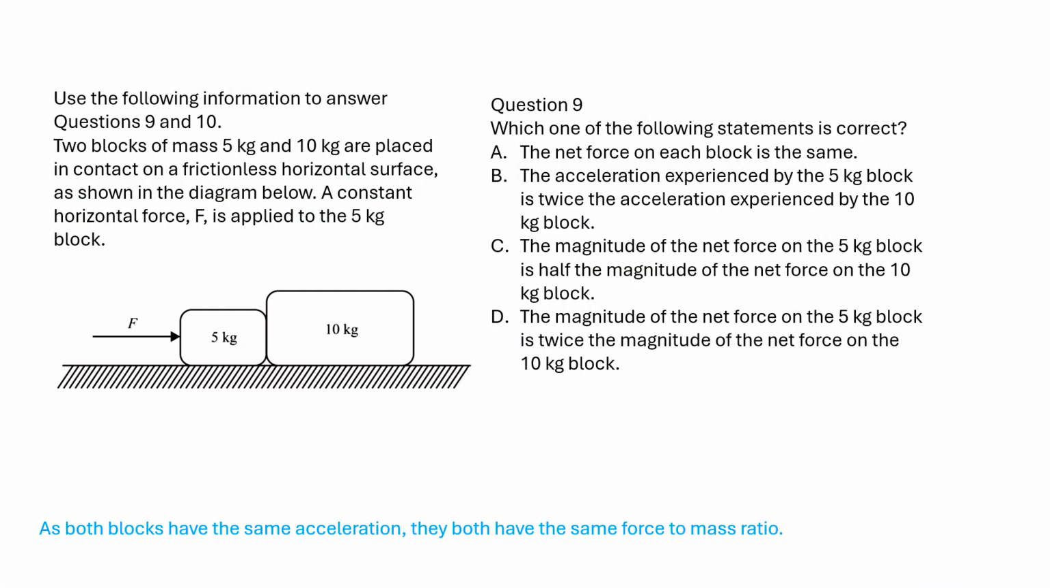Both blocks move together, so they have the same acceleration. Furthermore, the 5 kg block has half the mass of the 10 kg block. Thus, the magnitude of the net force on the 5 kg block is half the magnitude of the net force on the 10 kg block. However, the forces that both blocks push each other with are action-reaction forces. This pair of forces is not the net force.